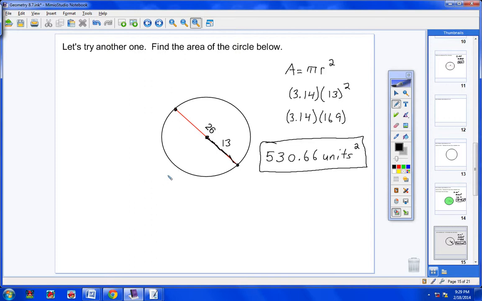So guys, that's pretty simple. If you can remember, circumference of a circle is pi d, area of a circle is pi r squared, then you should be able to solve these types of problems.